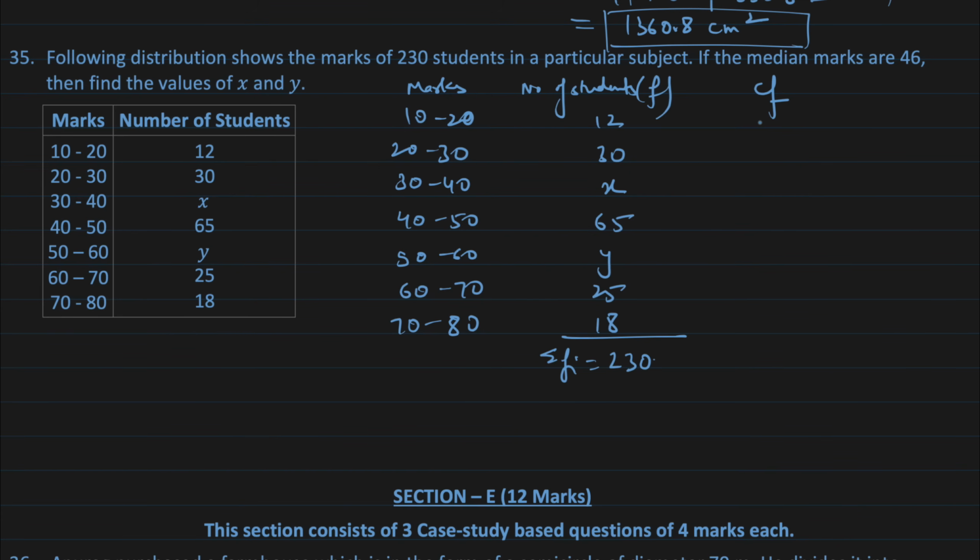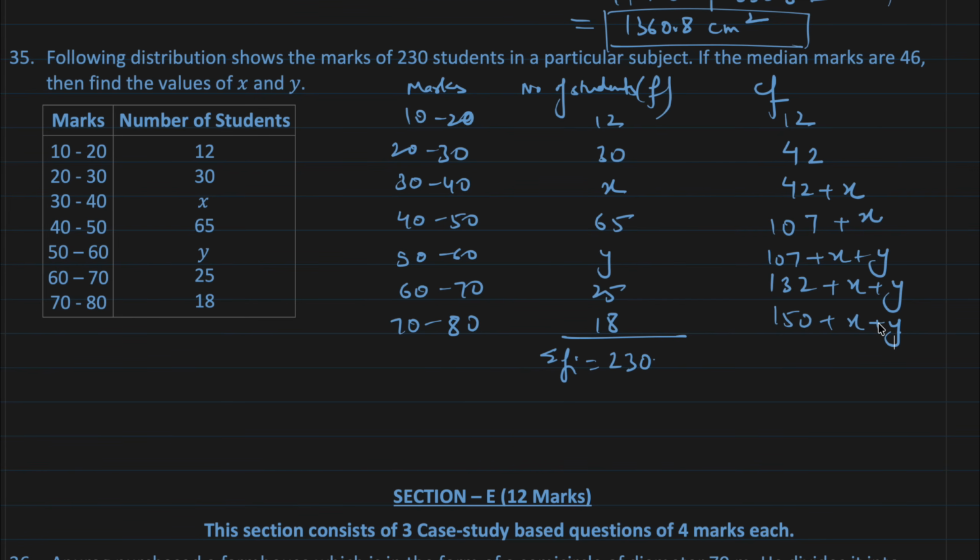Let's calculate CF. So 12 first, 12 plus 30 is 42, then 42 plus x, then 42 plus 65 is 107, 107 plus x, then 107 plus x plus y, plus 25 will be 132 plus x plus y, and 18 will be how much? 150 plus x plus y. Okay, so making the table, you will get 1 mark here, correct? Okay, previous one I forgot to tell, I'll tell later on.